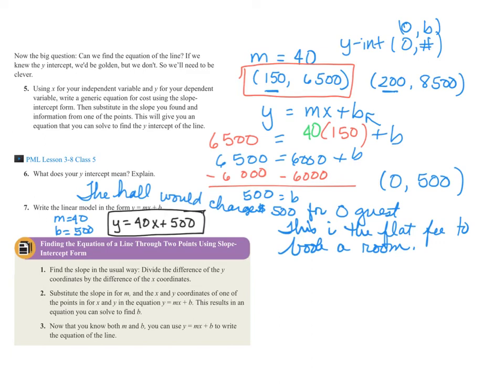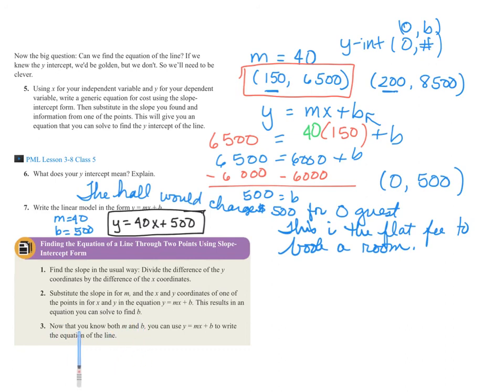So here they have a step-by-step method of how to do this. It says finding the equation of a line through 2 points using slope-intercept form. So step 1, find the slope in the usual way. So we did that, didn't we? Difference of y over difference of x, and we got 40. Then it says substitute the slope in for m, which we did, and the x and the y coordinates for x and y in the equation y equals mx plus b. This results in an equation that you can solve to find b.